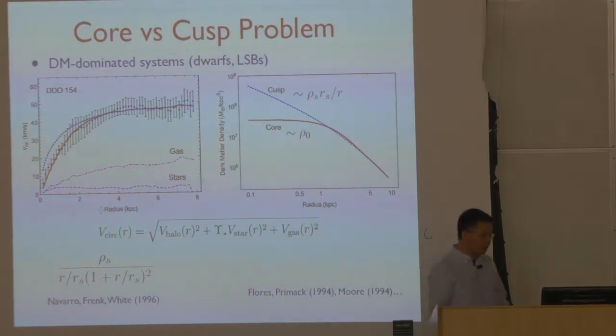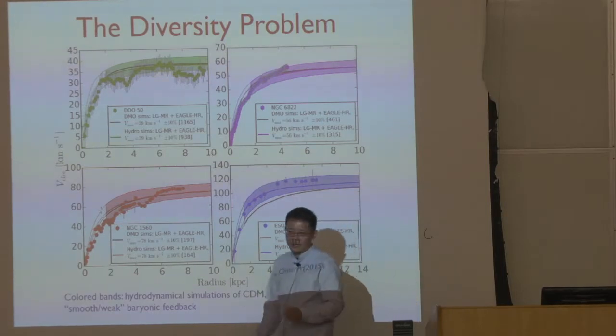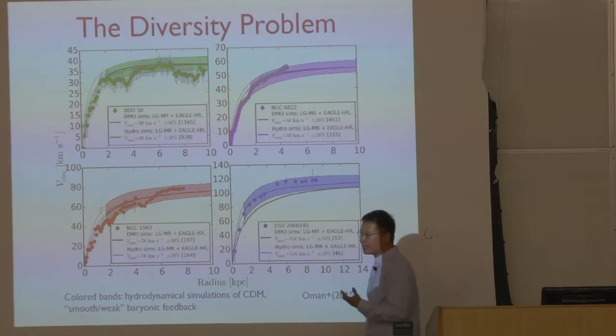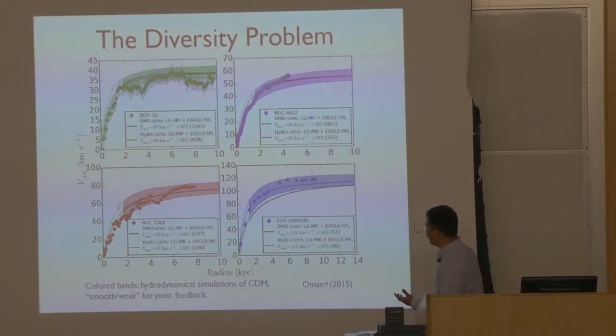So this is a very old problem. It goes back to 1994, even before the NFW paper, that people noticed the issue when observations of rotation curves of dwarf galaxies were available back then. People debated for many years, but this is not the end of the story, because you do see galaxies which are completely consistent with the lambda CDM prediction, as shown here, highlighted by Oman et al. So these are four dwarf galaxies.